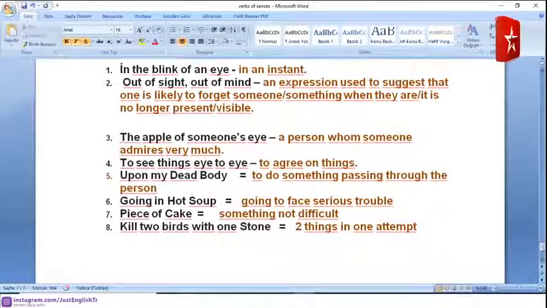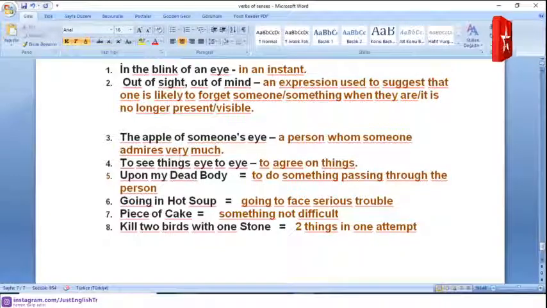Now, guys, number 5. Upon my dead body. Now, when you say upon my dead body, now that means what? To do something passing through the person, all right? This phrase, upon my dead body. Lila says, interesting. Yes, Lila, everything is interesting. This is idiom phrases. Good, well done.